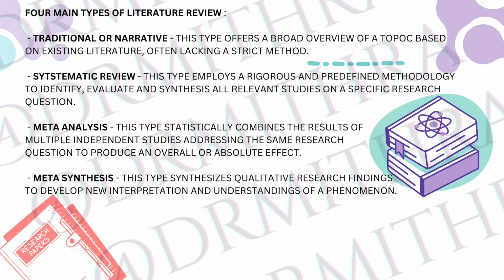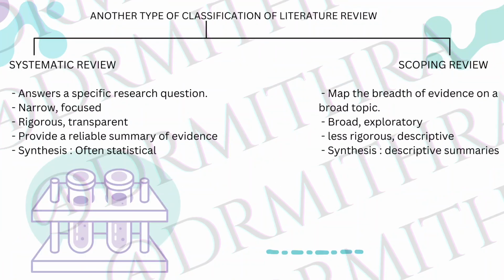This is mainly used in qualitative research. Instead of numbers, it synthesizes ideas, themes, and understanding from multiple studies to build a new interpretation. This type synthesizes qualitative research findings to develop new interpretations and understandings of a phenomenon. So each type has its own role. So you choose them based on your research goals.